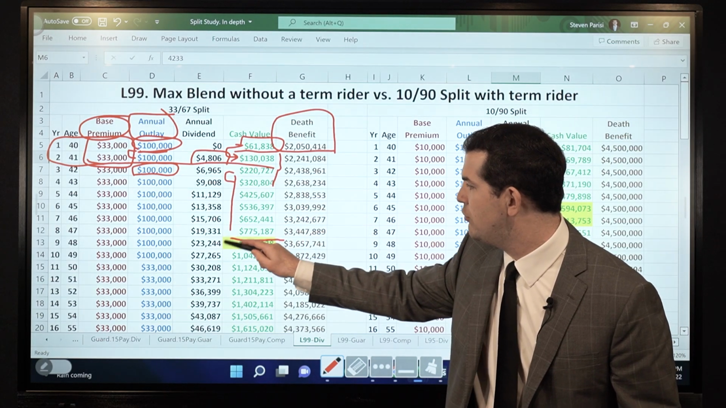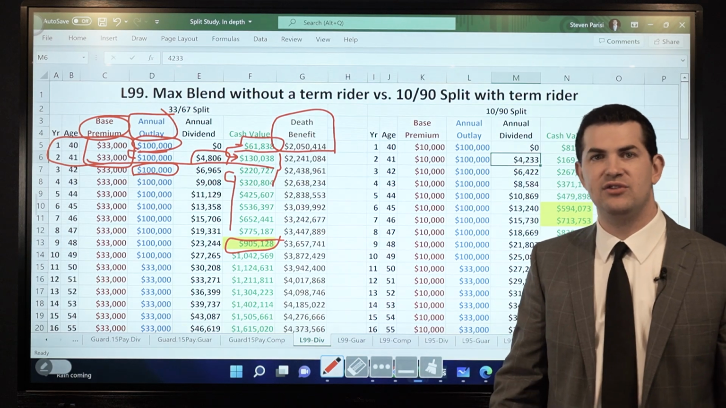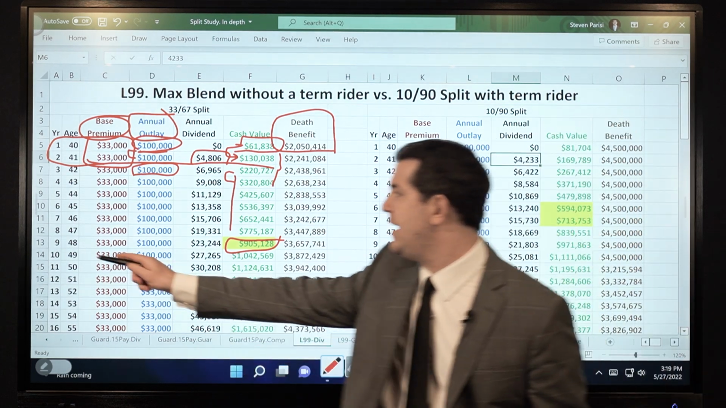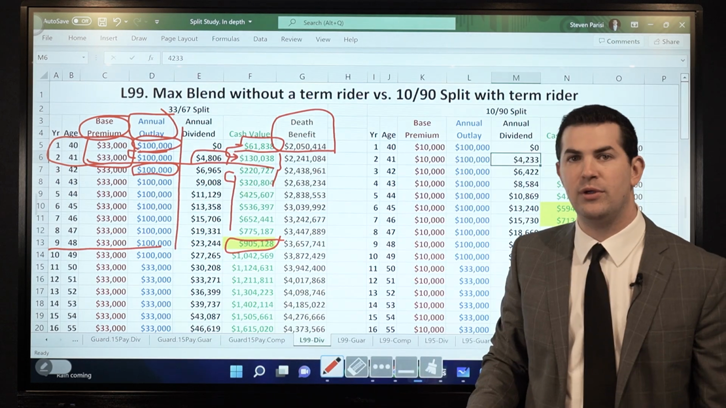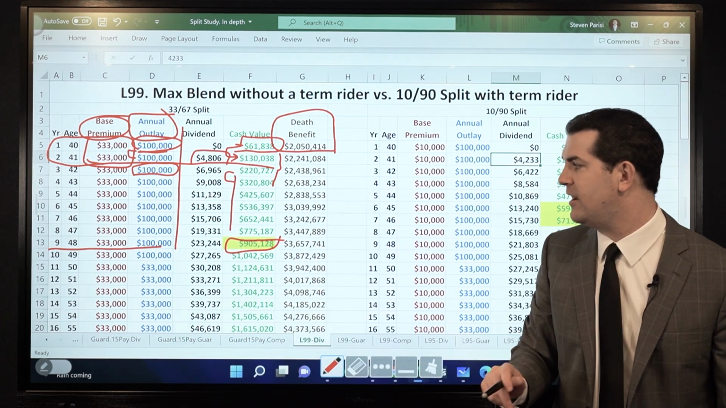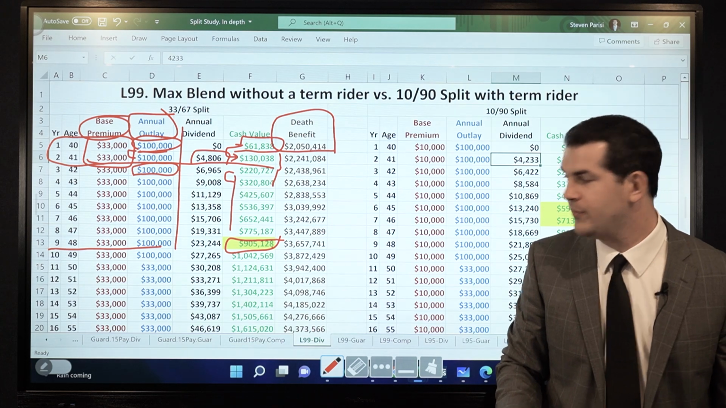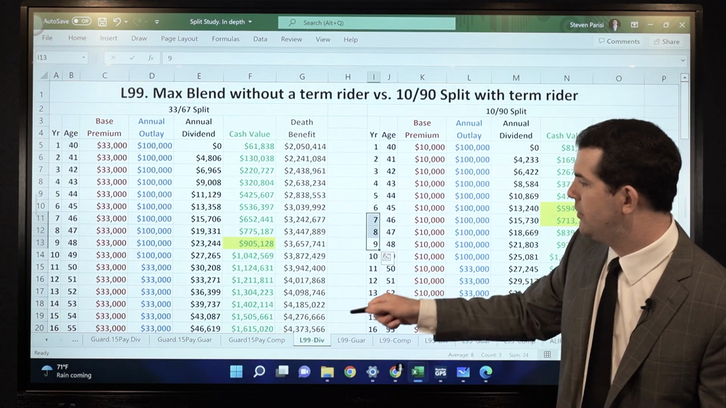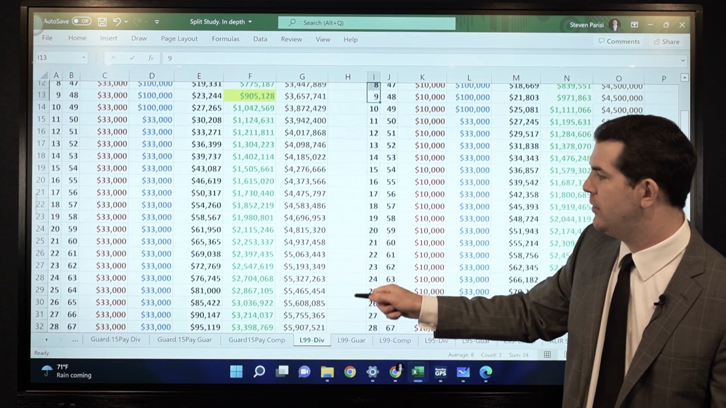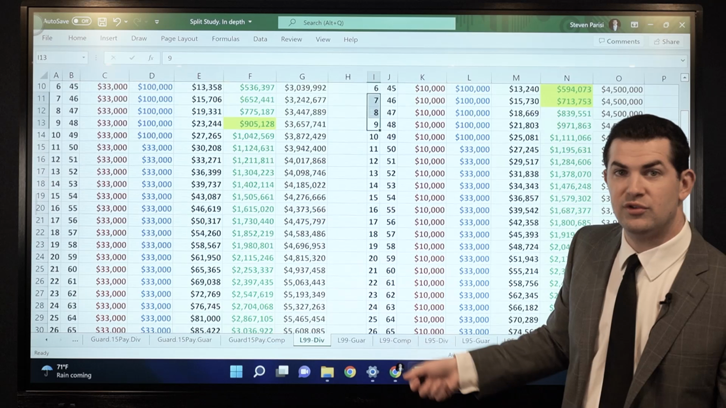Year 9, where we see it highlighted in yellow, represents that at that point in time, you've paid in $900,000 at the total annual outlay, 100K per year for 9 years, and you have 905 to be precise. And then you continue to pump money into it. And we're going to compare these two side by side.